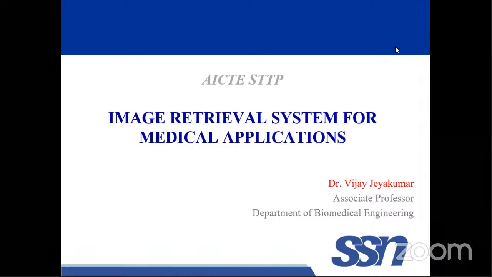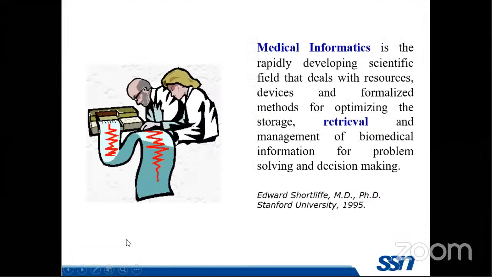You could see a lot of literature and journals stating image classification, and whether it is benign or malignant, or what kind of disease is prevailing in a particular image. That kind of interpretation is possible by any CAD based system, like a computer aided diagnosis system. But retrieval is entirely different from the image classification system, and this is the very famous definition given by Edward Shortliffe: medical informatics is the rapidly developing scientific field that deals with resources, devices, and formalized methods for optimizing the storage, retrieval, and management of biomedical information for problem solving and decision making.